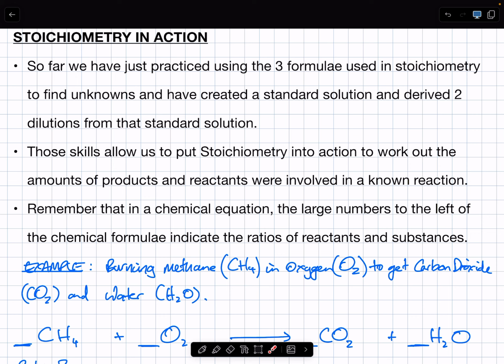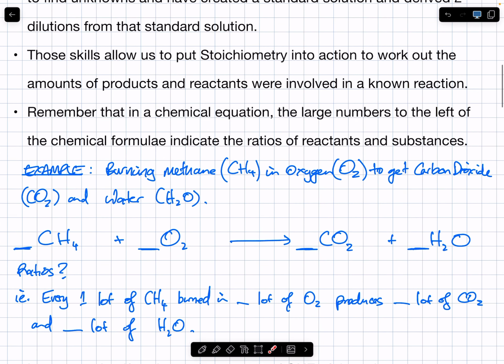So those skills that we are building right now are going to allow us to put stoichiometry into action to work out the amounts of products and reactants that were involved in a known reaction. Remember that in a chemical equation, the large numbers to the left of the chemical formula indicate the ratio.